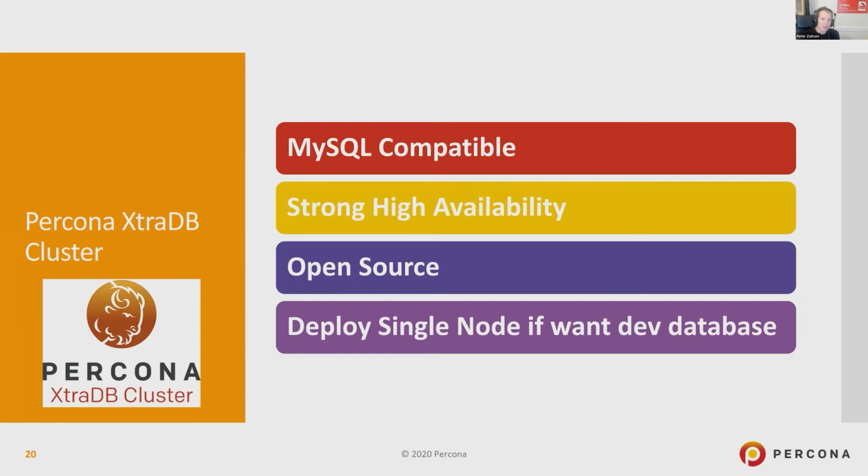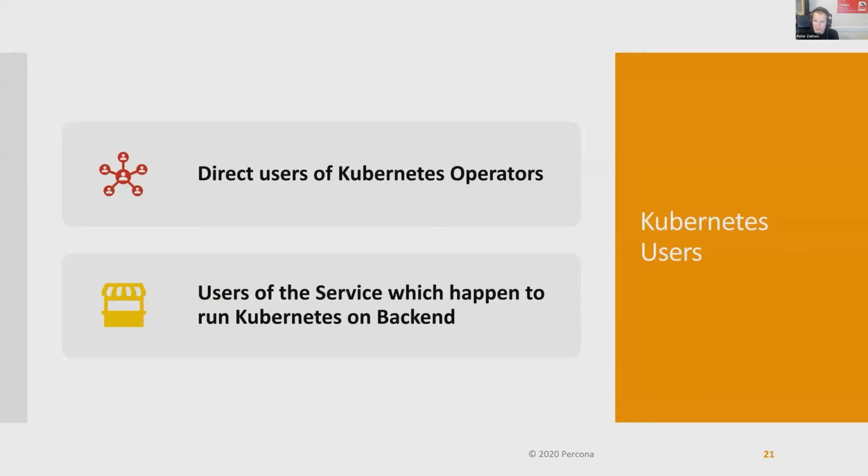If you think about the Percona approach to database as a service and Kubernetes, we are targeting two kinds of users. The first is the direct users of Kubernetes operators, who are very familiar with operating Kubernetes and want the best way to run the database inside it. They are familiar with working with YAML files and other such things. The other kind of user we also focus on very much is saying, hey, we want a service which happens to run Kubernetes on the backend.